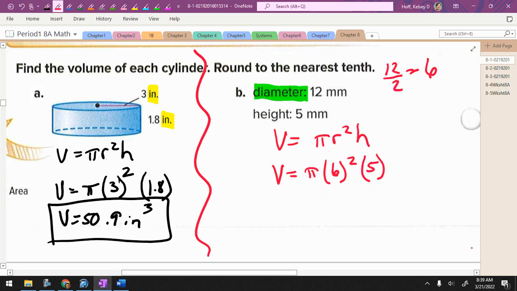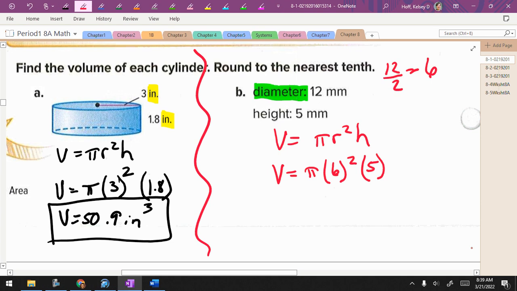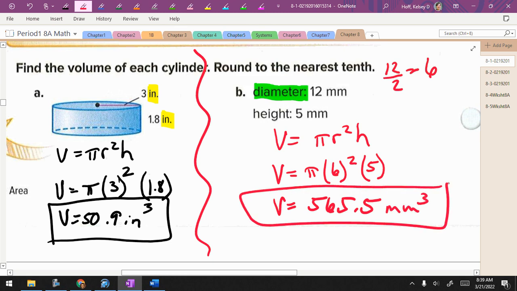565.5. Very good. 565.5 because that 8 makes that 4 round. What's my label? Millimeters cubed. Nicely done. All right, let's flip the page.